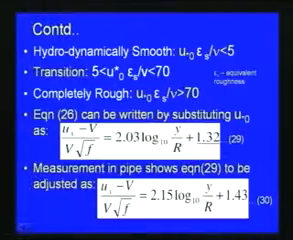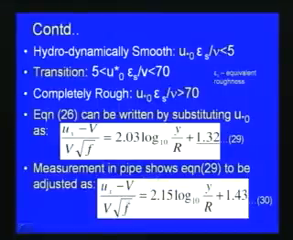Now equation 26, which we have derived here, can be written by substituting u star naught. So we can write (u x minus V) divided by V square root of f by 2 is equal to 2.03 log 10 y by r plus 1.32, as in equation number 29. Again, measurements in pipes show equation 29 needs to be adjusted, since what we derive theoretically may not exactly match what we get in experiments. So the expression 29 has to be slightly adjusted: (u x minus V) divided by V square root of f, where V is the average velocity, is equal to 2.15 log 10 y by r plus 1.43. This is based on measurement, and this is equation number 30.